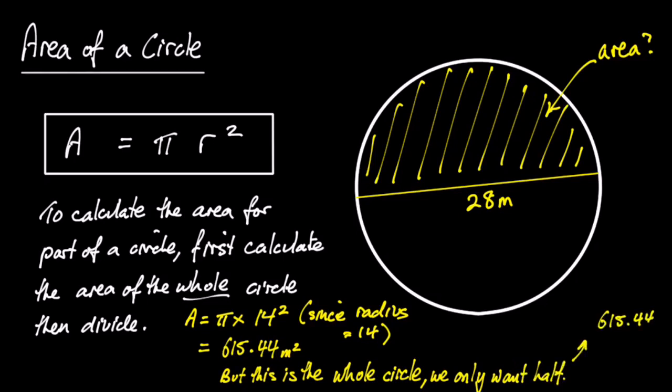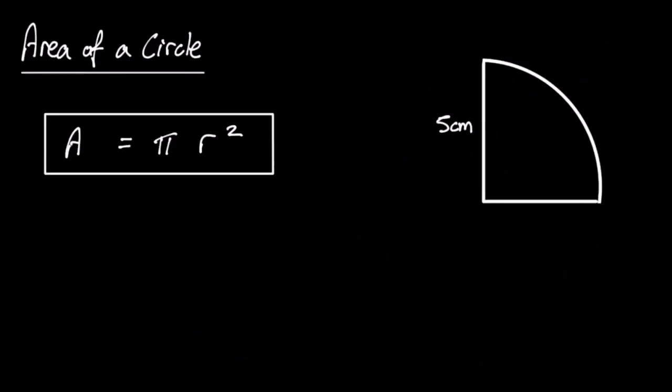Now, because I only want half the circle, I can simply divide that by 2. In other words, I'm halving the value that I got. So the area of half the circle is 307.72. That is this shaded bit. So with these kinds of things, always do the whole circle first and then divide by the fraction that you need. Here's one more example.